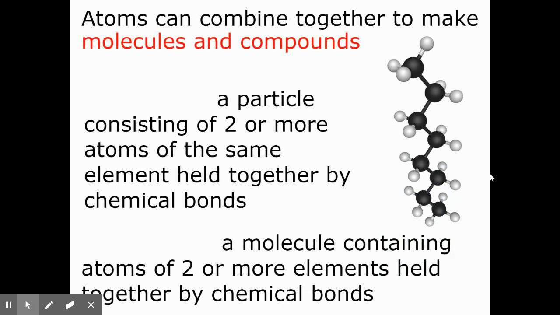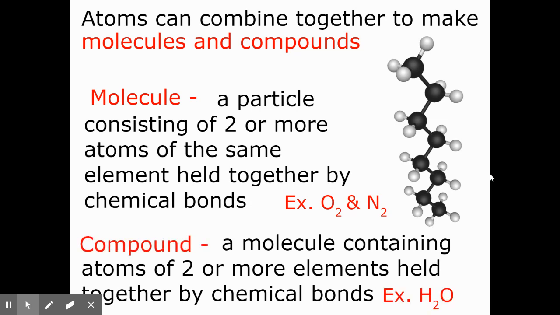Atoms can combine together to make molecules and compounds. Right? So let's make sure we understand the difference between these two. A particle consisting of two or more atoms of the same element held together, that's called a molecule. So, for example, an atom of oxygen with another atom of oxygen bonded together is a molecule of oxygen. That's normally how we find it. Right? Same thing with nitrogen. Whereas a molecule containing atoms of two or more elements is a compound.